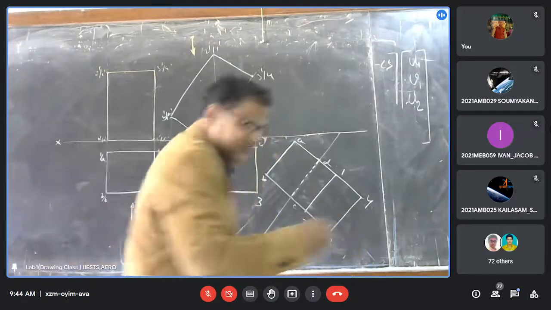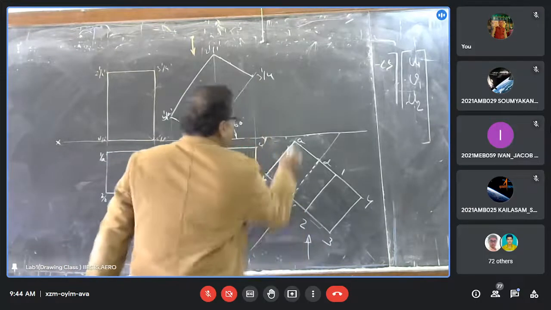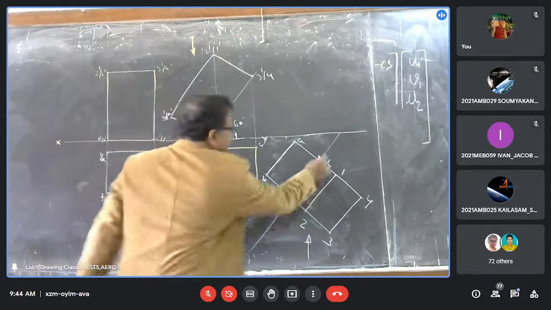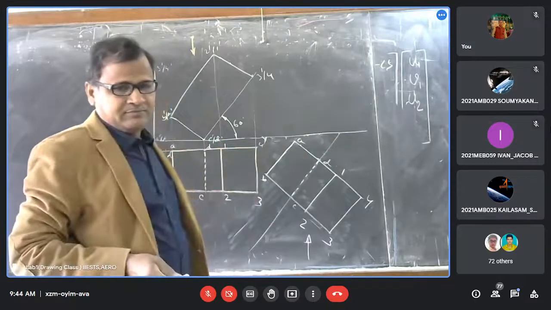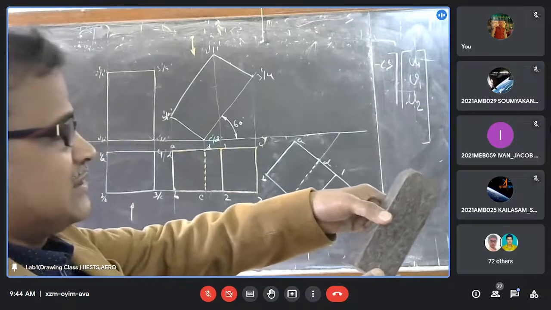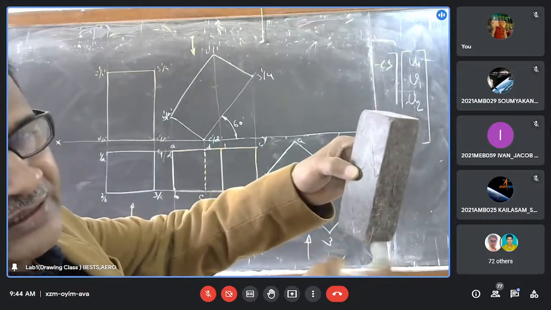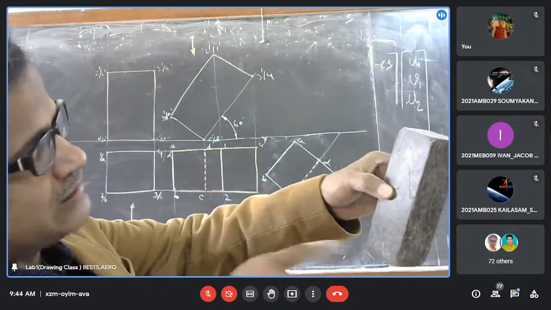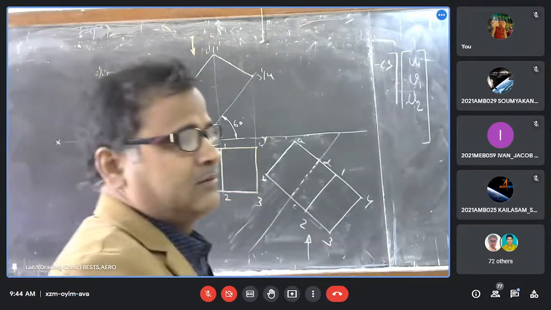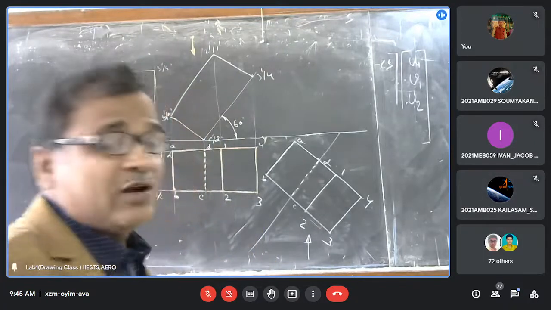Why? Because, very simple. You are looking from that direction. Can you see this A point? No, sir, you can't. And C and D are on the ground line, so you can see them from your side, in this area. It is like this and it is rotating like this. But you cannot see this point. Which one is that? A. Yes, sir, the A point.